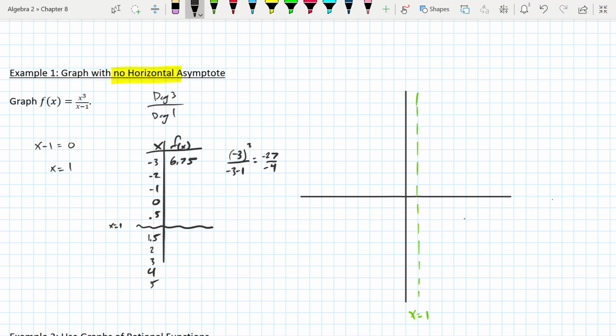Okay, I got it working. All right, so now we go -2 and we get 2.66. -1, 0.5. 0, 0. What about 0.5 though? Negative 0.25.